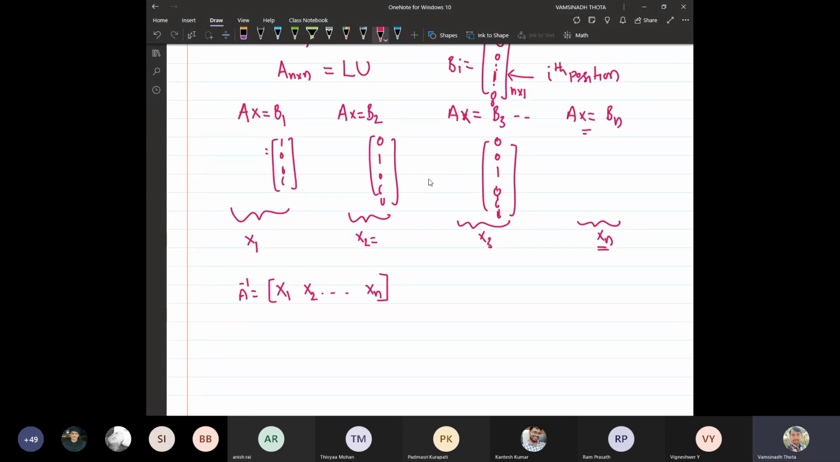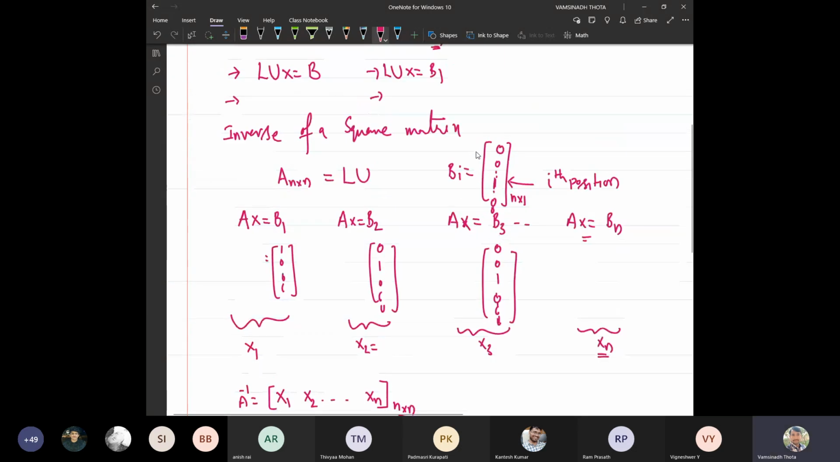Remember, x1 is not an element, x1 is a column matrix. So it is a column matrix of order n by 1. x2 is also a column matrix of order n by 1. xn is also a column matrix of order n by 1. And hence the entire matrix will obviously be of order n by n. So this is how we can find the inverse of a matrix.